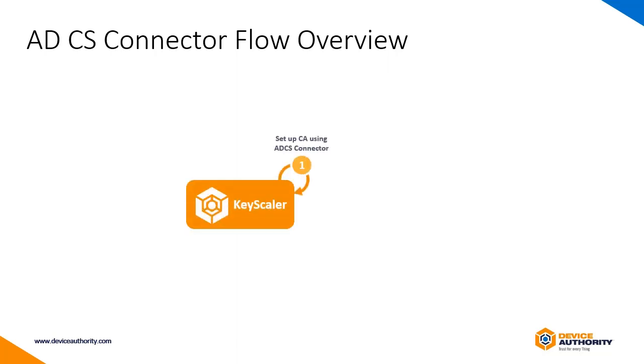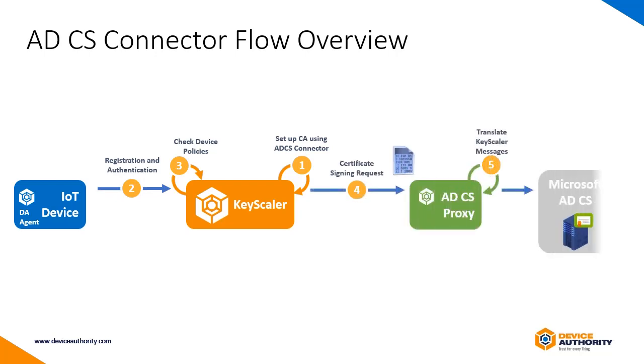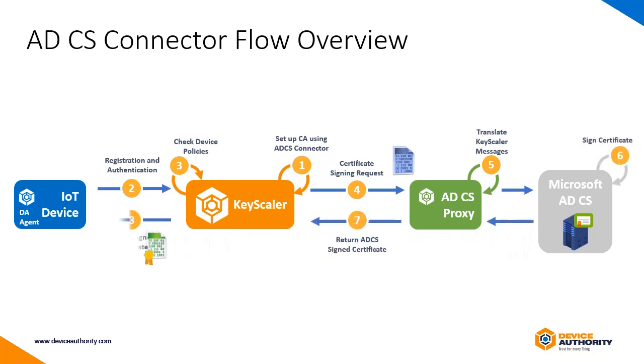First, we need to set up Keyscaler as a certificate authority using the new ADCS connector. The next time the IoT device checks into Keyscaler, it will check for any new assets or certificates it needs to process. Keyscaler will check the device for policies and ascertain whether it needs a certificate. If so, it will send a CSR to the ADCS server defined by policy to get it signed. The signed certificate is returned to Keyscaler, which forwards it onto the IoT device.